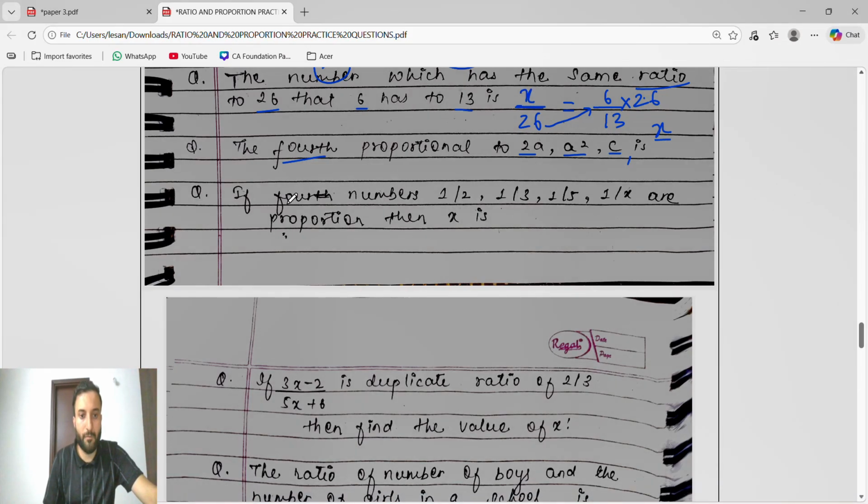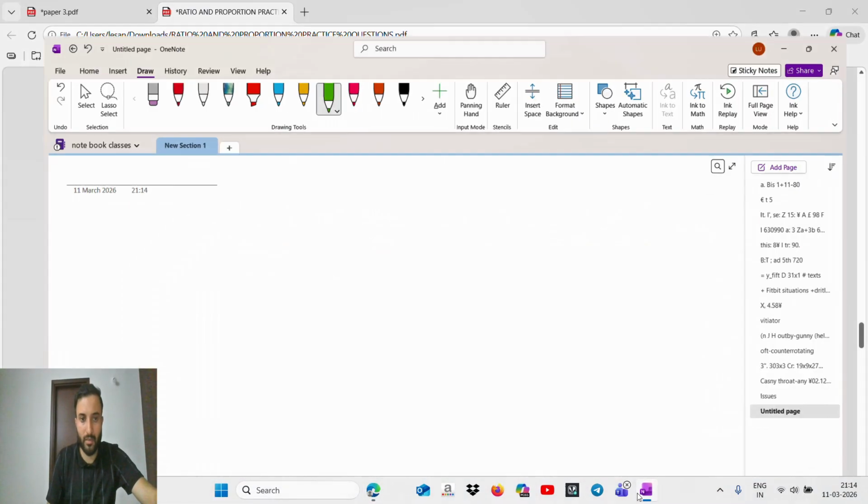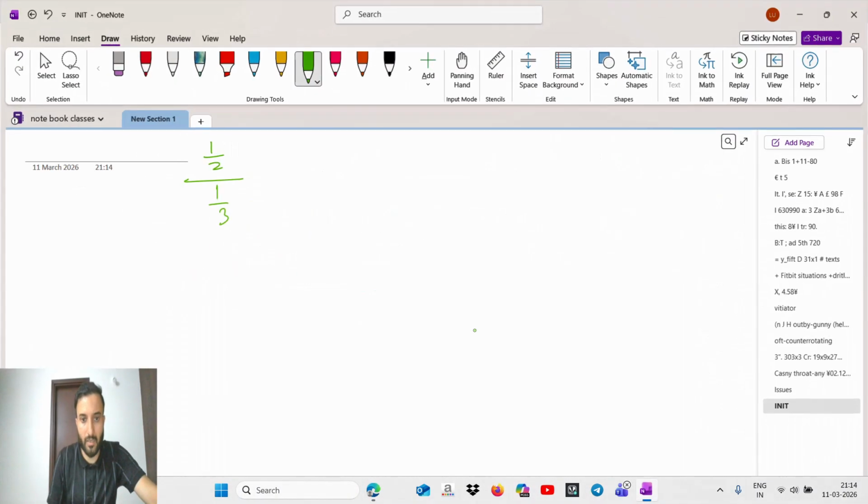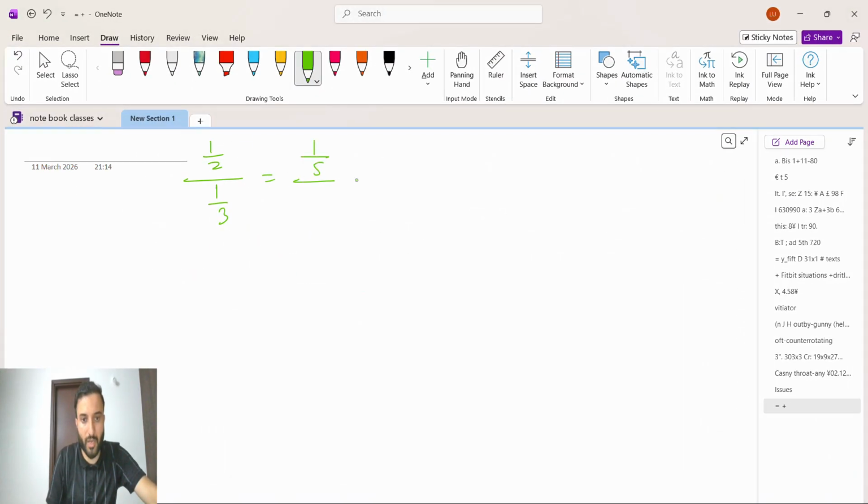Okay. If 4 numbers 1 by 2, 1 by 3, 1 by 5, 1 by x are in proportion. Again, ratio and proportion. Here also find the fourth proportion. Then x we have to find. So first proportion, second proportion, third proportion, fourth proportion. We have to find x. So we'll write like this. First proportion 1 by 2. Second proportion is 1 by 3. Then third proportion is 1 by 5. Next the fourth proportion is 1 by x.